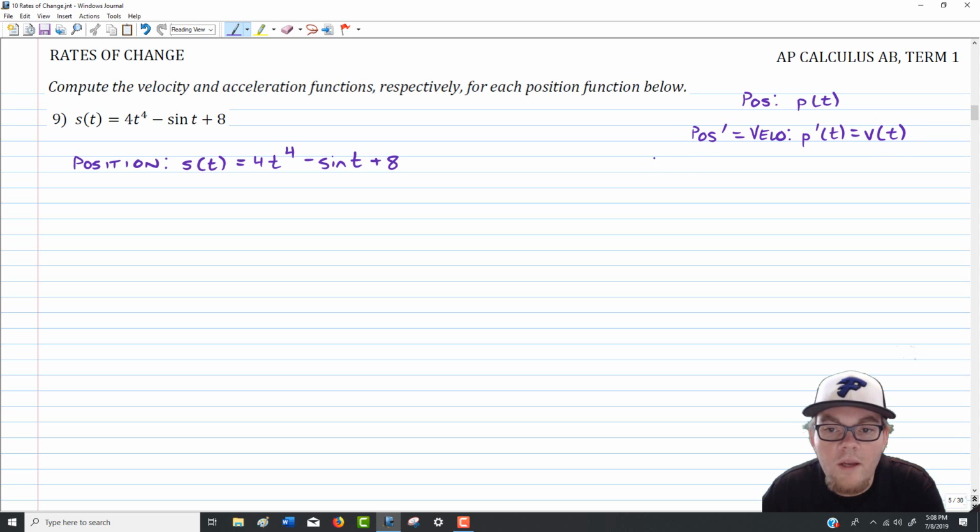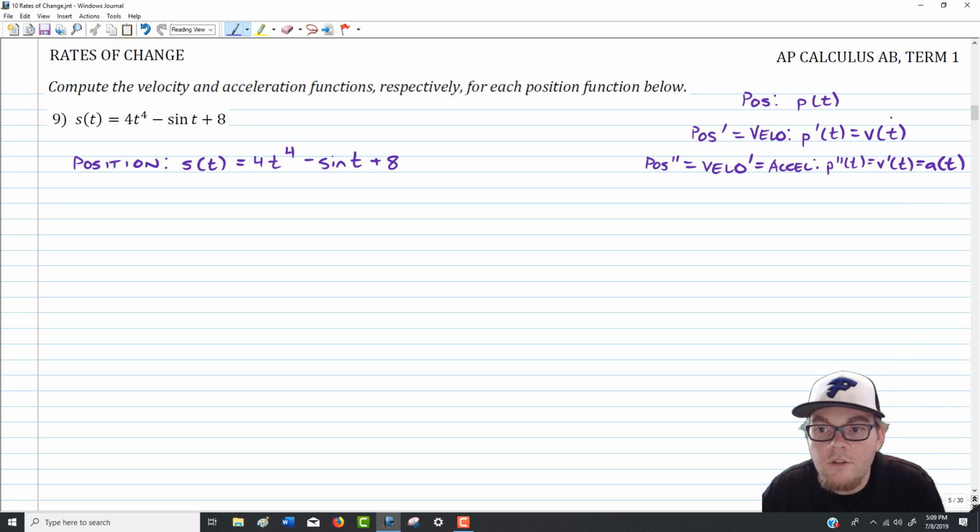Third, if we want to talk about the rate of change of that rate of change, you could think of it as the second derivative of the position. You could also think of it as the derivative of the velocity. And that typically gets the name acceleration, which we could call p double prime or v prime. Often we just call it a of t.